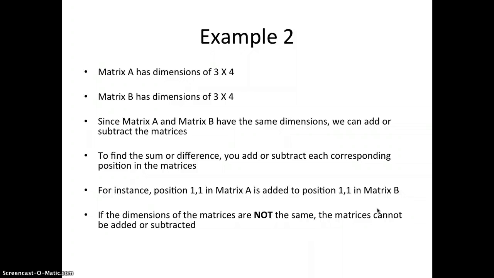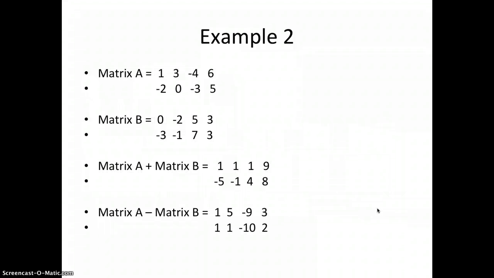Example number 2. Let's say, for instance, matrix A has dimensions of 3 by 4, and matrix B has dimensions of 3 by 4. Since matrix A and matrix B have the same dimensions, we can add or subtract the matrices. To find the sum or difference of these matrices, you add or subtract each corresponding position in the matrices. For instance, position 1, 1 in matrix A is added to position 1, 1 in matrix B. If the dimensions of the matrices are not the same, the matrices cannot be added or subtracted.